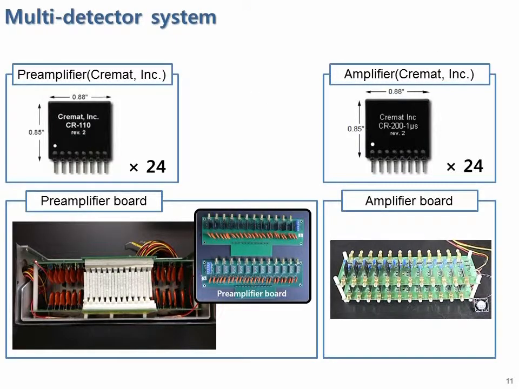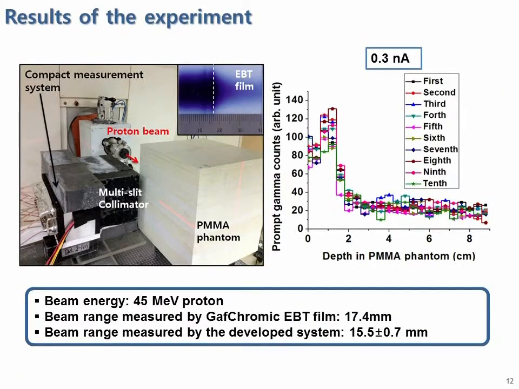Based on these results, we developed an array-type prompt gamma measurement system. The system consists of a multi-channel signal processing system using commercial preamplifier and amplifier chips. We tested the performance of the developed system, and we found that the beam range can be determined within about 2 mm error.